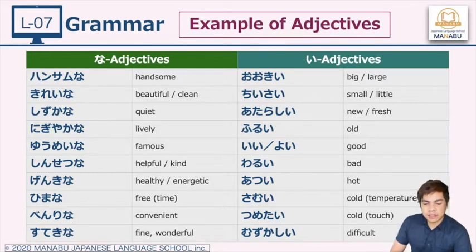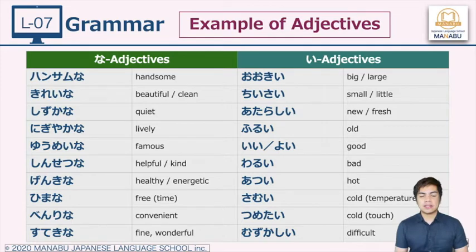For this example, on the right side, the i adjectives ōkii, chiisai, atarashii, furui, ii, yoi, warui, atsui, samui, tsumetai, muzukashii, they all end in i. The na adjectives are, for example, hansamu na, kirei na, shizuka na, nigiyaka na, yūmei na, shinsetsu na, genki na, hima na, benri na, suteki na.